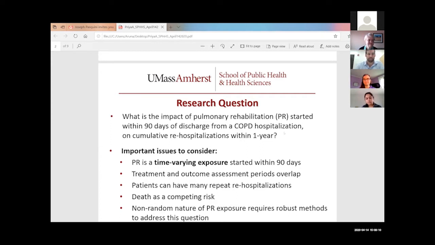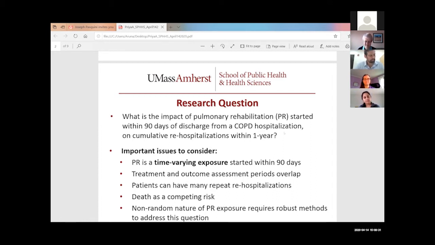There are several important issues to consider, this being an observational database. One is that the treatment, that's pulmonary rehab, is a time-varying exposure that could be any time between the day of their discharge to 90 days after. And the outcome assessment also starts at the day of discharge up to 1 year. So there is an overlap between the two.